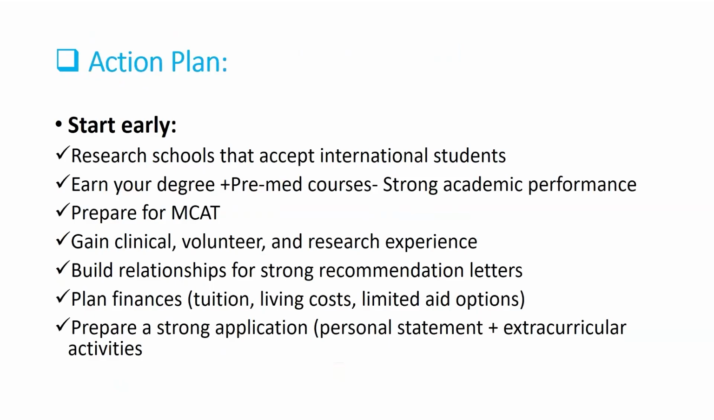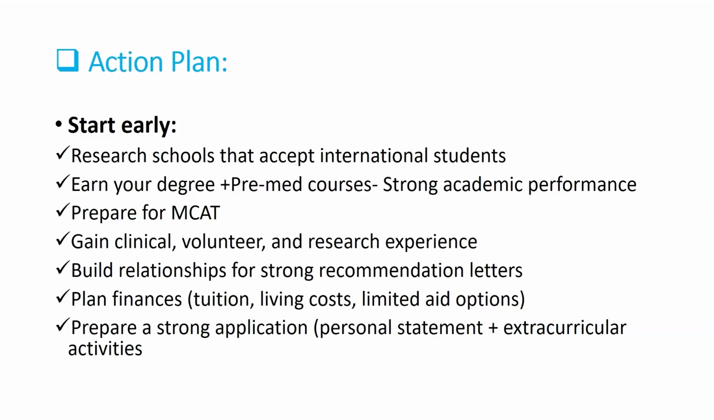Right now we know how to apply, what you need to do. So we're going to talk about our action plan, or what international students need to know from the beginning. First of all, you have to start doing your research on the schools that accept international students and their requirements. Earn your degree. If you're taking history, you have to have that history degree plus the pre-med courses.